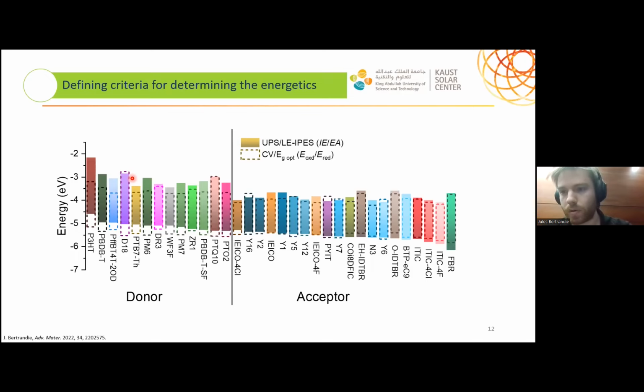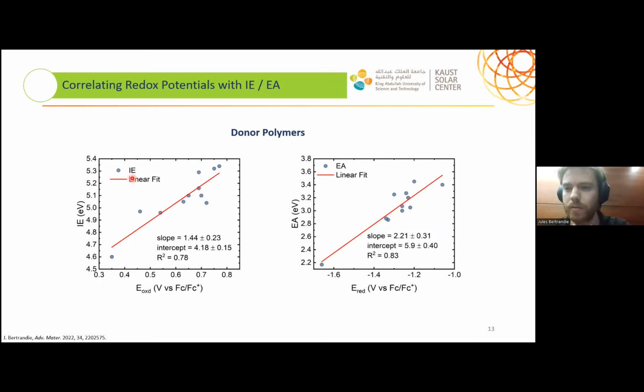So before going towards the devices, we first tried to correlate those values to see if it was just a shift, or if there was more than this. And like previous papers before us, we see that there is no clear correlation. There is kind of a trend, but it's very scattered. So we cannot try to predict PES values with CV, it's very scattered.